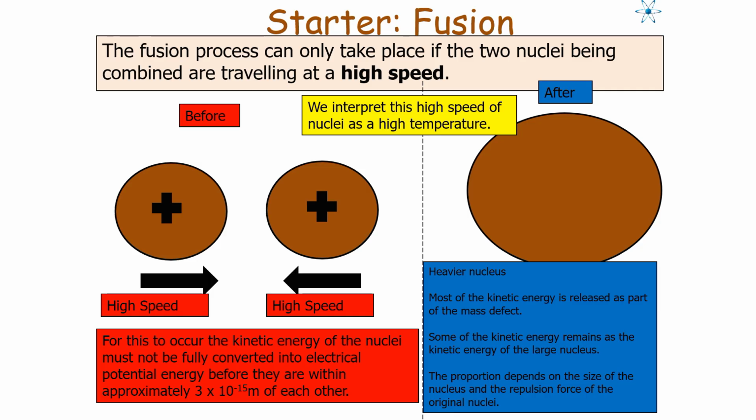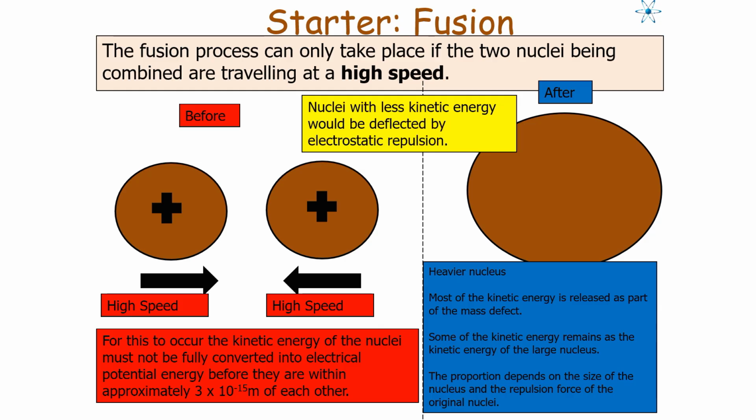Now we interpret this high speed of the nuclei as a high temperature. So about 1 MeV of kinetic energy is needed to make the nuclei fuse together. Nuclei with less kinetic energy will be deflected by the electrostatic repulsion. So for this to occur, the kinetic energy of the nuclei must not be fully converted into the potential energy of repulsion before they are within about 3 × 10⁻¹⁵ meters of each other.